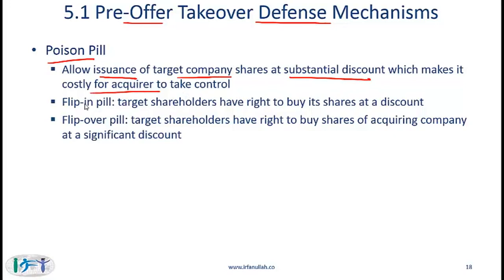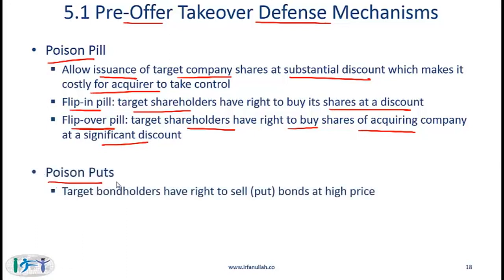And within poison pill, there are two subcategories. There is a flip-in pill, which says that the target shareholders have rights to buy shares at a deep discount, but the acquirer does not have that right. So what happens here is substantial dilution of shares, which does not benefit the acquirer. In fact, it would hurt the acquirer. The other is a flip over pill, where target shareholders have a right to buy shares of the acquiring company at a significant discount. So this will deter acquirers from taking over the target company.